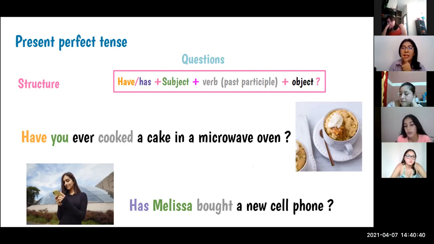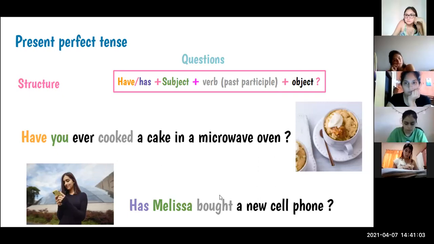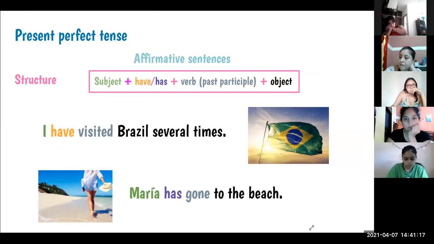Do you have any questions about the present perfect tense? I want you to tell me how you can translate this into Spanish. For example, the affirmative sentences. I'm going to show you the affirmative here. Okay, for example, the first one. ¿Cómo lo traducirían? He visitado Brasil muchas veces. Varias veces. He visitado Brasil varias veces o muchas veces, right?